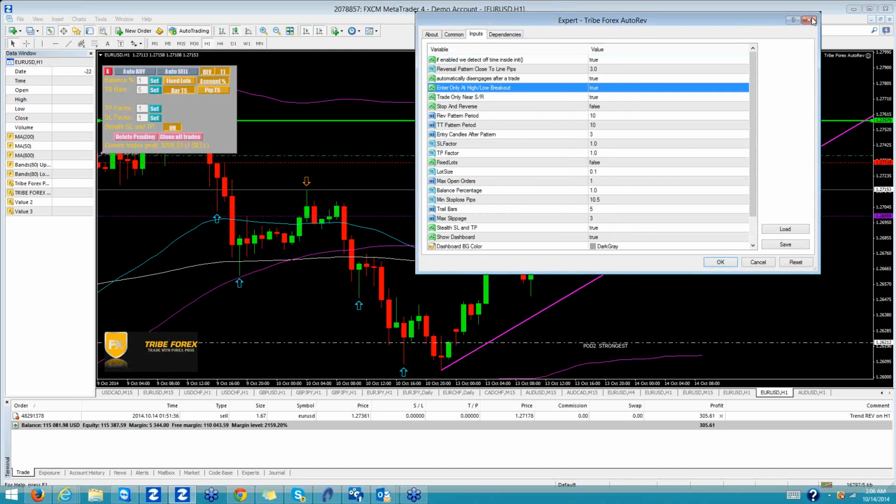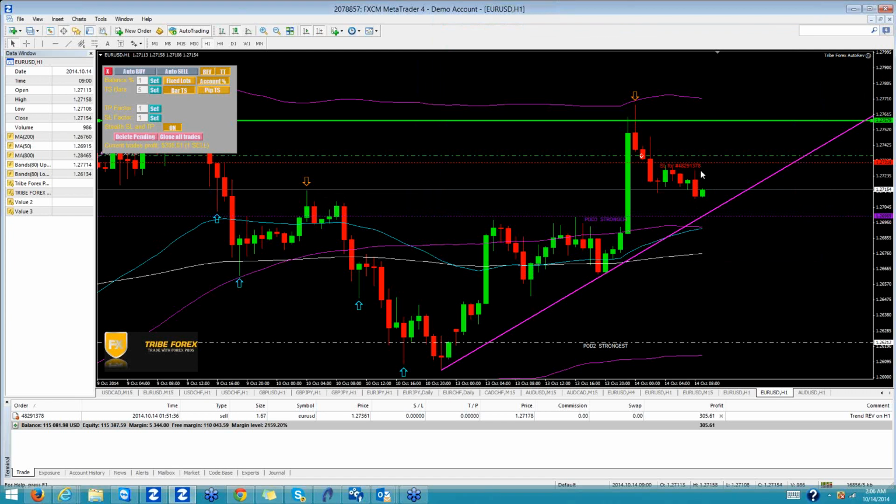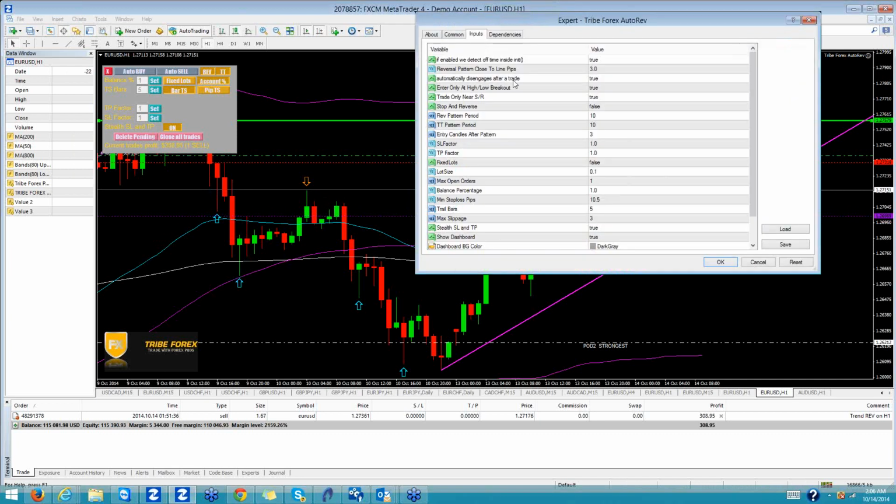Now you make that false, and let's say that you get into a trade here and that trade doesn't work out, or that trade works out, hits its first take profit, and then comes back, goes to break even, then it's going to wait for another opportunity. But when automatically disengages after a trade is true, it's just going to take a trade and wait. Both buttons are going to go gray, and now it's just going to wait. It's a precautionary measure for people who just want to take one trade.